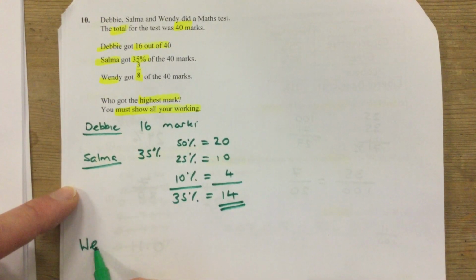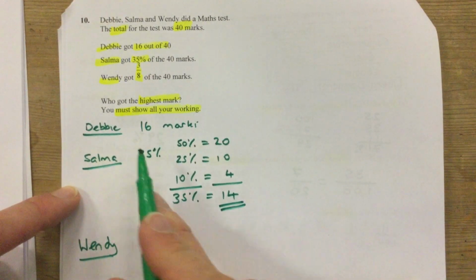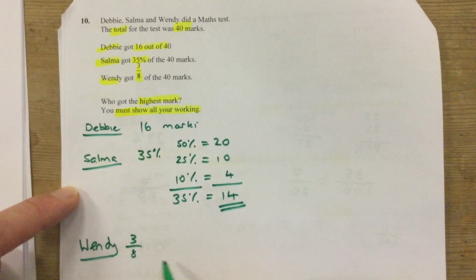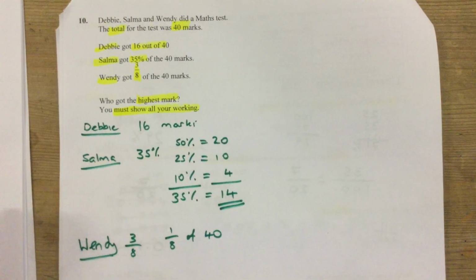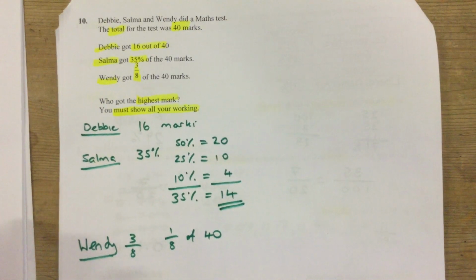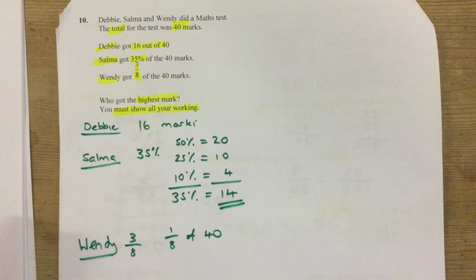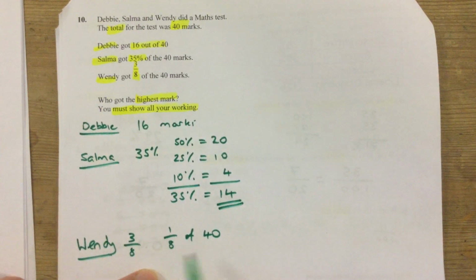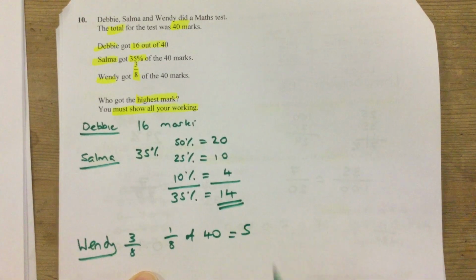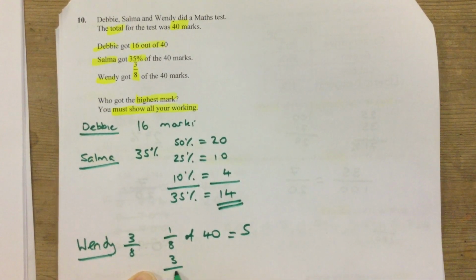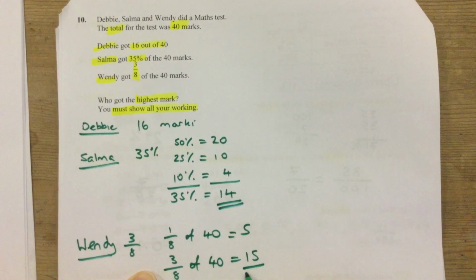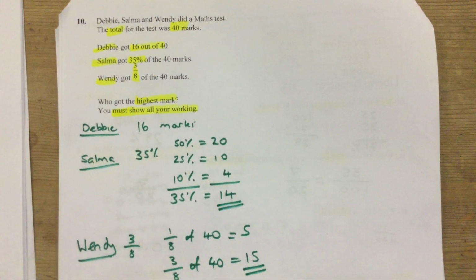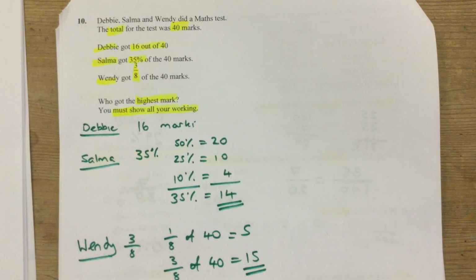Finally, on to Wendy. Wendy got 3/8. So to find that, I'm going to do 1/8 of 40. An eighth of 40 means divide 40 into 8 equal bits. 40 divided by 8 will give us 1/8. And 40 divided by 8 is 5. Therefore, 3/8 of 40 is going to be 3 times 5, which will be 15. I've done my working out there.